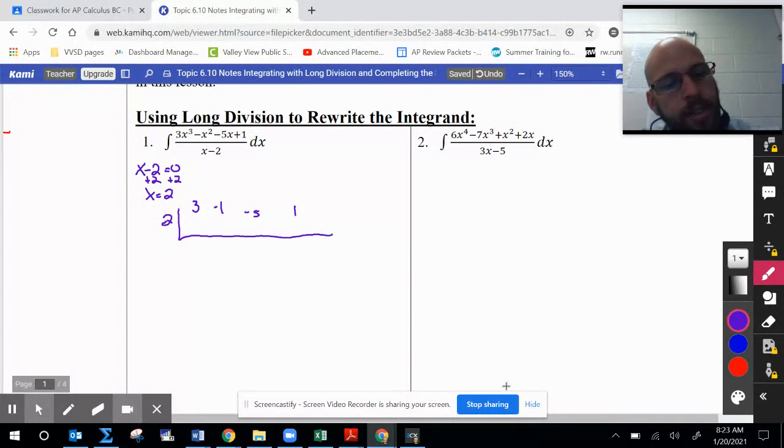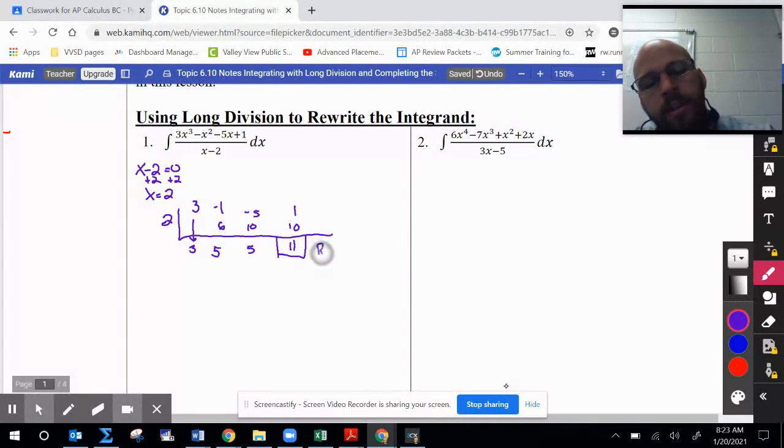And if you remember anything about synthetic division, I drop the 3. 2 times 3 is 6. Add going down. 2 times 5 is 10. Add going down. 2 times 5 is 10 again. Add going down. So now remember that this number at the end is my remainder.